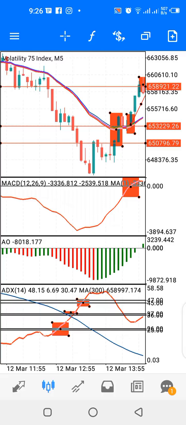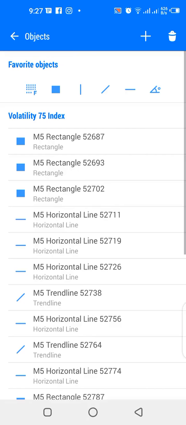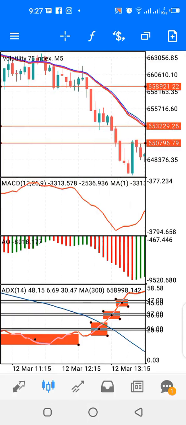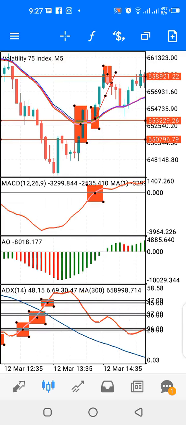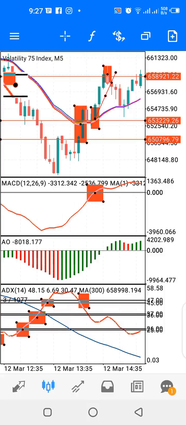So the essence of this indicator window is just for you to know that when the red line is below all the levels, you have a range, but by the time it starts to cross the levels above, you can either buy or sell. Then when it crosses down the levels, also either buy or sell.